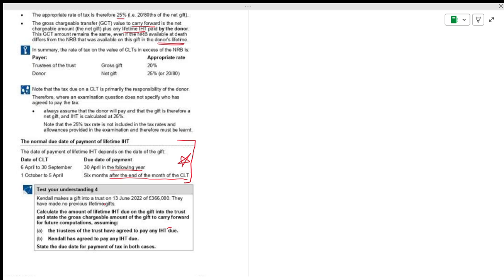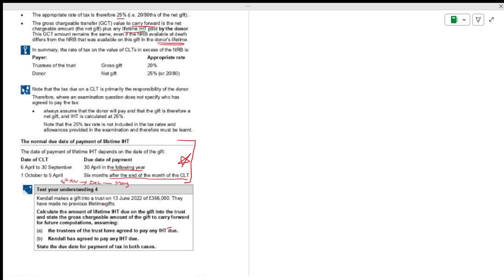How is the normal due date of payment counted? That means, first, from 6 April to 30 September, that means the time of the gift, the date of the gift. From 1 October to 5 April is the next 6 months, the second 6 months, which is 6 months after the end of the month. Assume you are paying on 16th of November. It means you should not count November. You have to start from December, December till May.